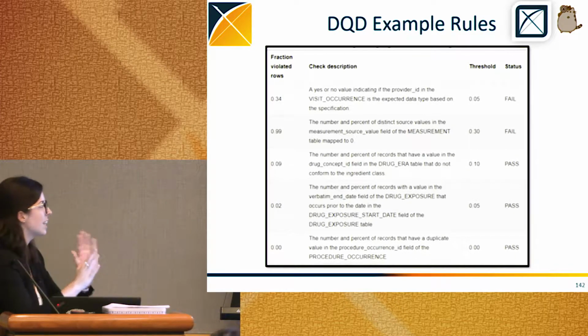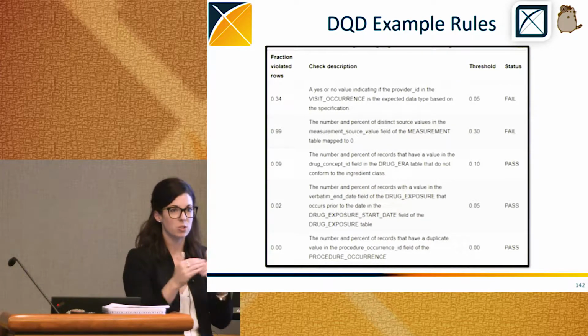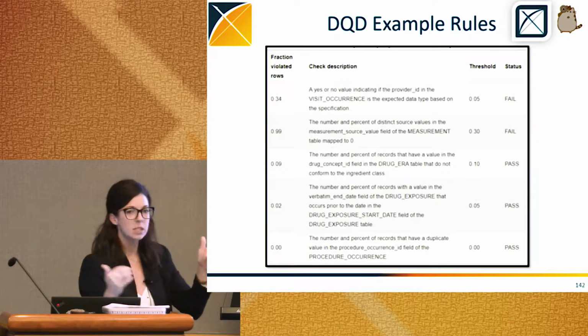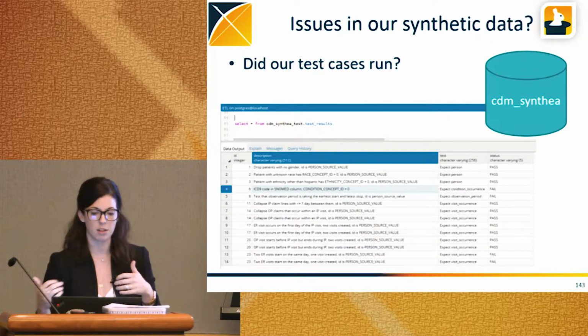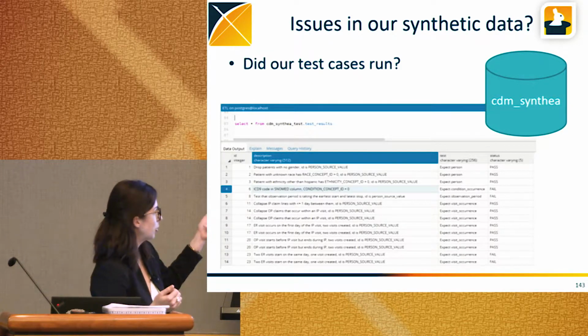Okay, so let's get down to the nitty-gritty. Are there issues in our synthetic data? Is there something wrong with what we've done so far? So the first place I would go is to my test cases. How do they look? So I've just highlighted one of those fails we were talking about earlier.